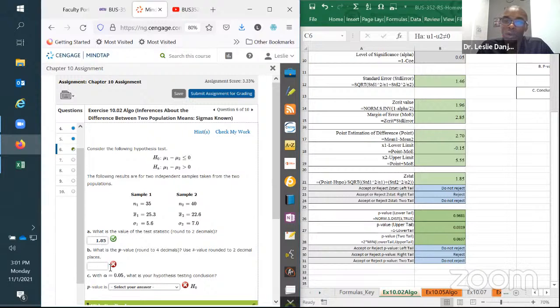Cool, cool. All right, what is your p-value? This is a right tail test. So you're looking for your p-value for the upper tail. All right, plug that in, and it says rejected. 0.0319, 4 decimal places. Cool, cool. Check your work. Outstanding.